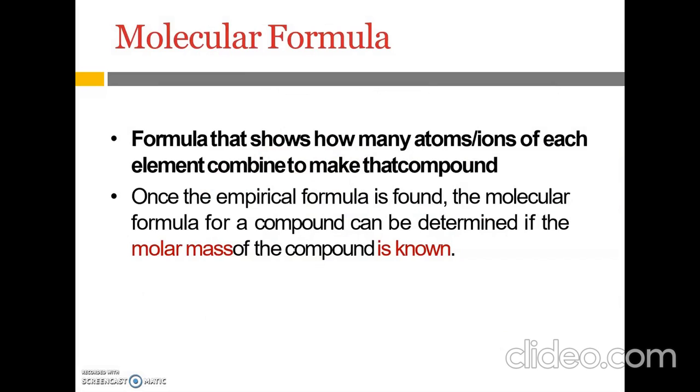Next is molecular formula. So tadi empirical formula show the lowest formula, simplest formula for compound. So molecular formula ni pula adalah formula that shows how many atoms of each element combine to make that compound. So kalau macam tadi, kalau ethene C2H2, kalau benzene C6H6, okay, itu adalah molecular formula dia. So once the empirical formula is found, the molecular formula for a compound can be determined if the molecular mass of the compound is known. Maksudnya kita boleh cari dia punya molecular formula lepas kita cari empirical formula. Okay, yang penting mesti ada dia punya molar mass.